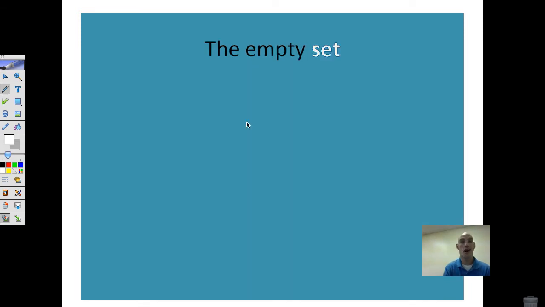The empty set. Occasionally, there's going to be a set with nothing in it. If a set doesn't have anything in it, it's called the empty set. The empty set looks like this. It's a set because it has the braces, and this tells us that there's nothing in it. It's not that we forgot to put something in it, it's that there's nothing in it. So that is the empty set.